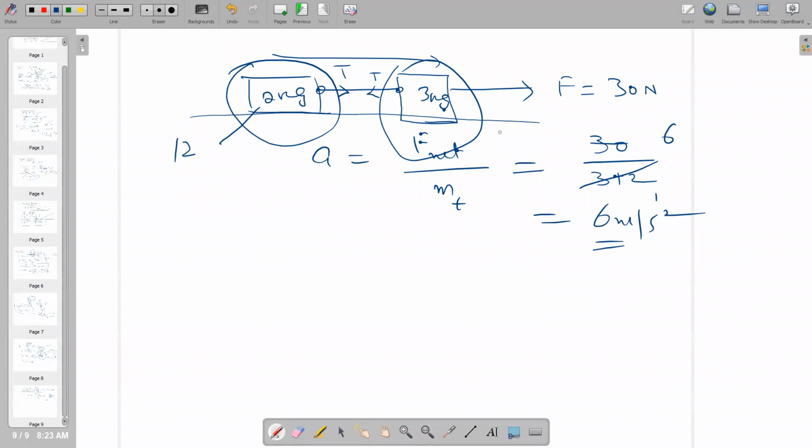F is equal to m a. 6 times 3 is 18. So the individual forces are 12 Newton and 18 Newton.